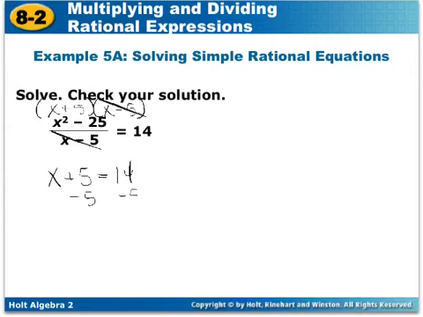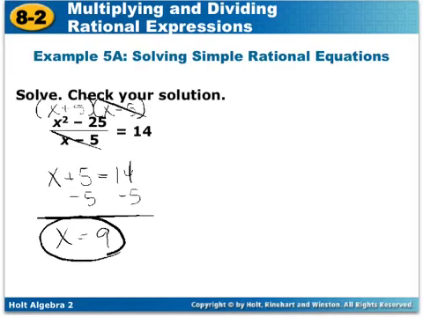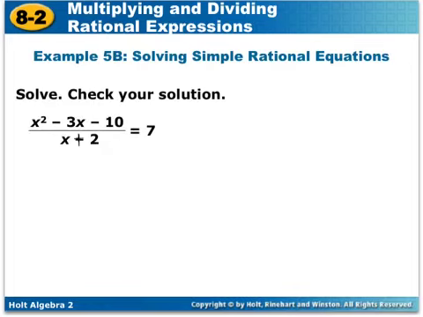Subtract 5, x equals 9. Okay, a lot of the same skills that we've been learning, but I just factored it, reduced it, and then solved for a variable. Okay, let's try another one.